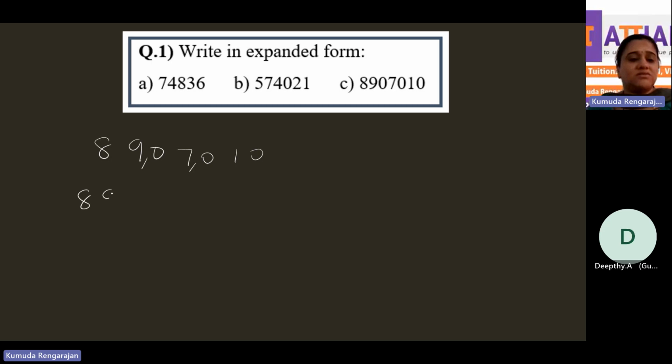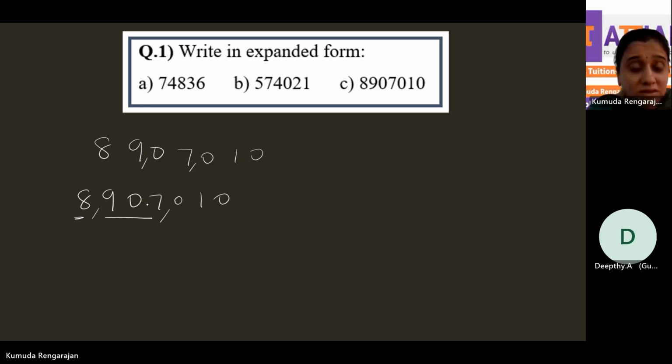Now, Satakshi, in the international system. Sit down, don't get up. The first comma is between. The next comma is between 8 and 9. Now read the number. 8,907,010. Very good. Correct.